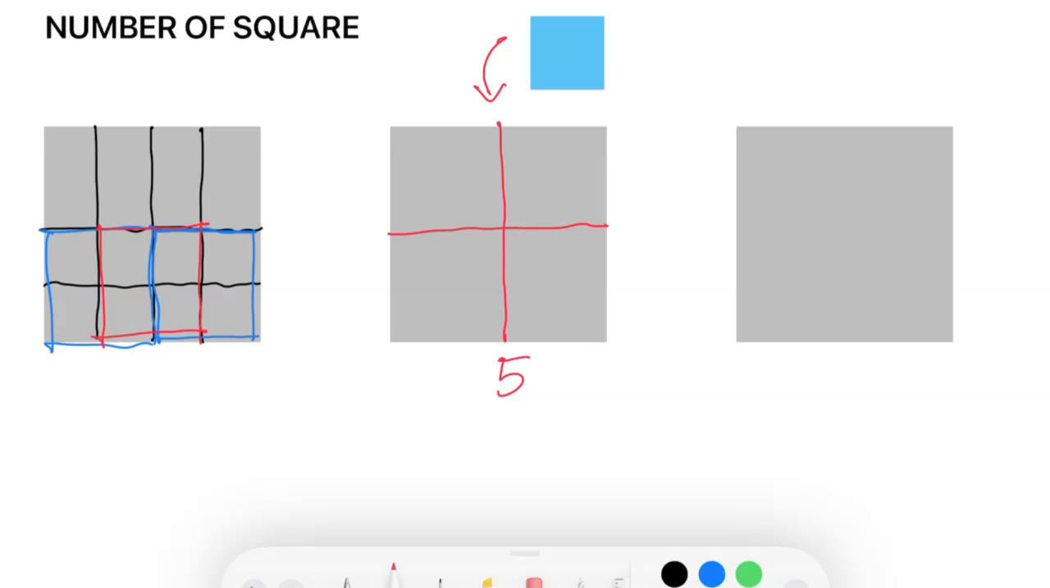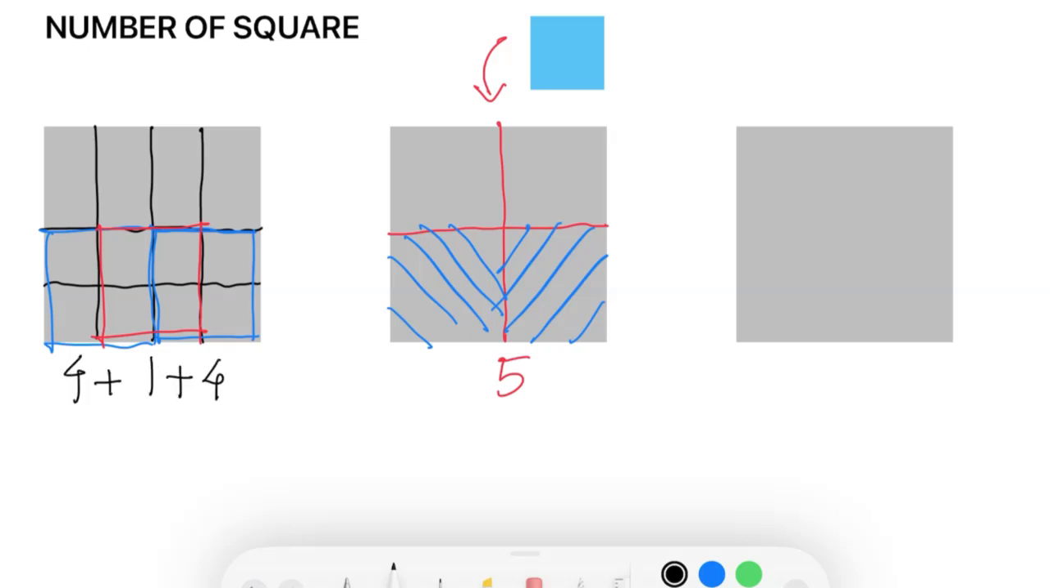So what we can see, the blue ones are counted here. The blue ones are counted here. Only the red one is missing here. So simply I can say this is 4, the blue one, 1, the red one, 4, the blue one, and that becomes 9. So everything is counted. These triangles are also counted. The bigger one is also counted. Now what is remaining? There is something other than that remaining.